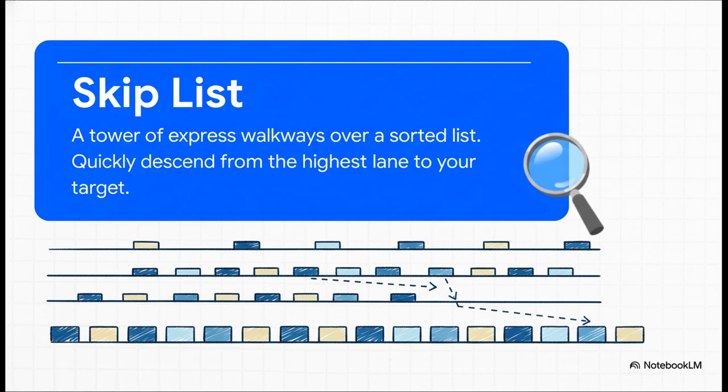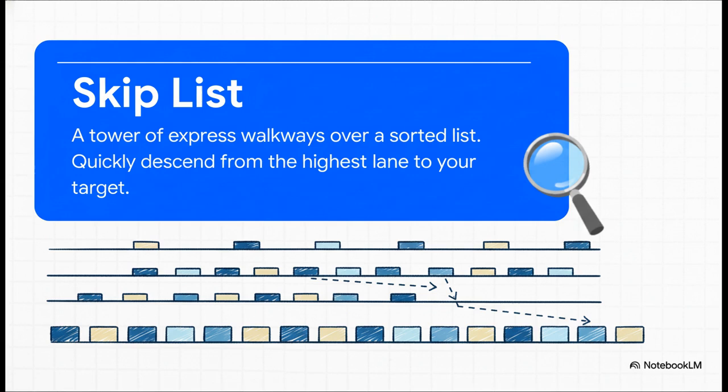This is so cool. Imagine all your data is lined up in sorted order on the ground floor, like houses on a long street. Now, imagine building a series of express walkways or expressways above it. The highest walkway has very few stops, letting you leap across huge sections of the data. The next one down has a few more stops, and so on.